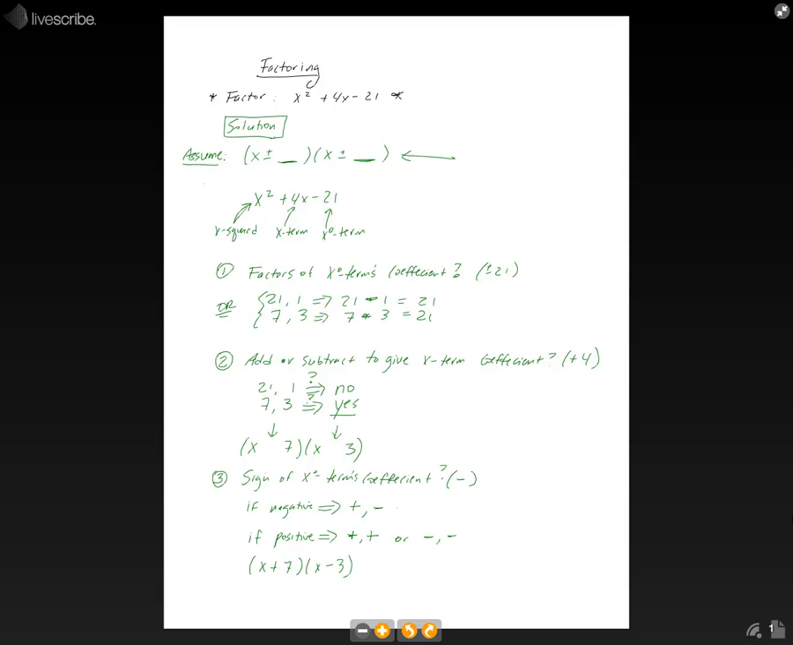So in this case we want one of each, so we're going to use an x plus 7 and an x minus 3. The reason why we put the plus in front of the 7 and not the 3 is because when we use FOIL, you can check this, that'll give us a plus 4x instead of a minus 4x, which is what we wanted if you look up here. Okay, so now we have our answer. The two factors of our original expression are x plus 7 and x minus 3.